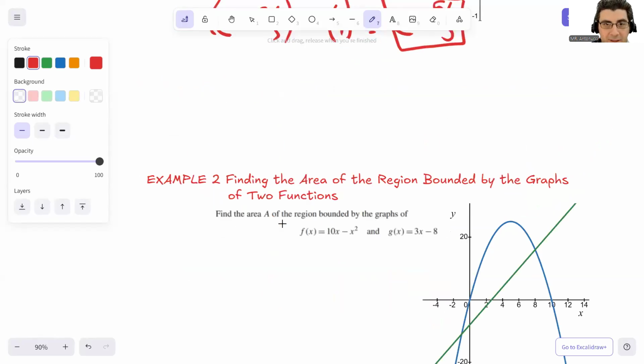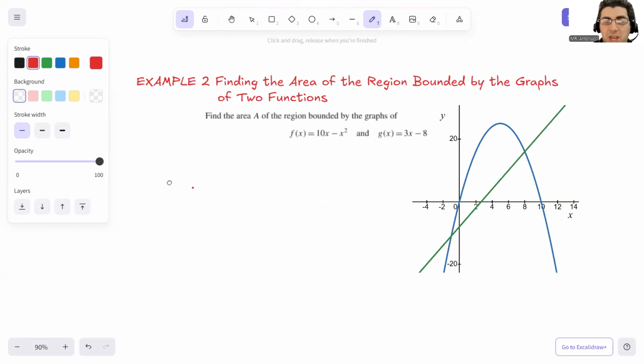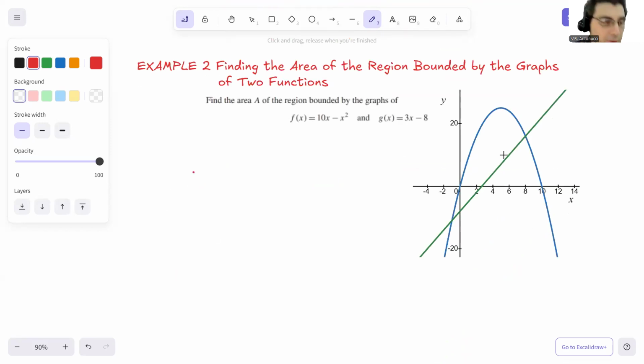Next example, we want to find the area of the region bounded by the graphs of f and g here. One of the things that's important to note with this one is that they did not give you the limits of integration, so you actually have to find those. So what we have to do is set the equations equal to each other. You get f of x equals g of x.